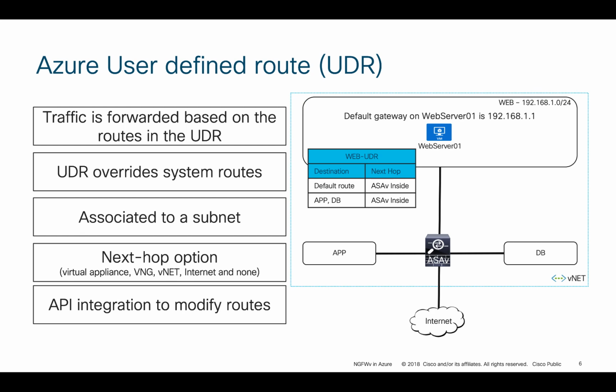UDR can be modified using API calls, and we have used this feature while designing our ASAv HA solution, but this video is based on how to scale out.